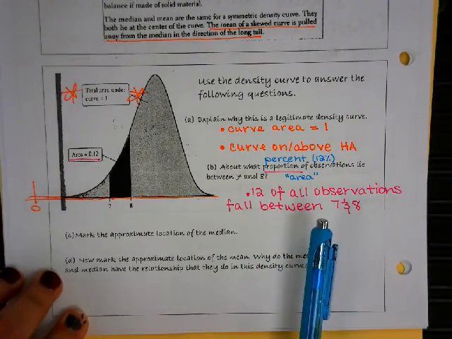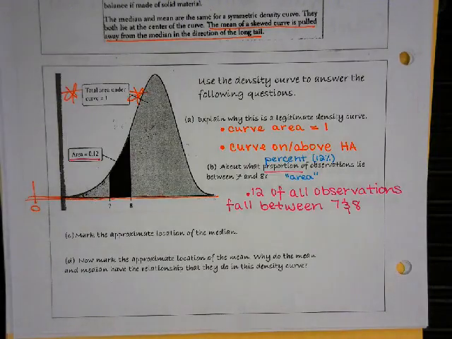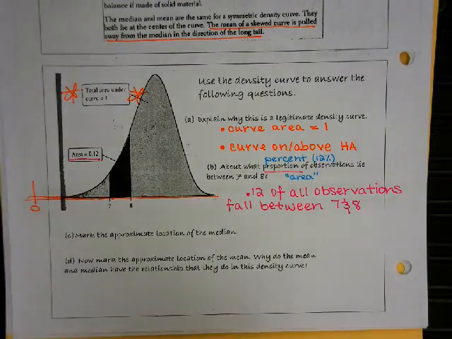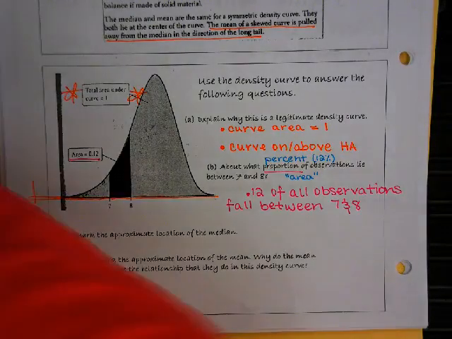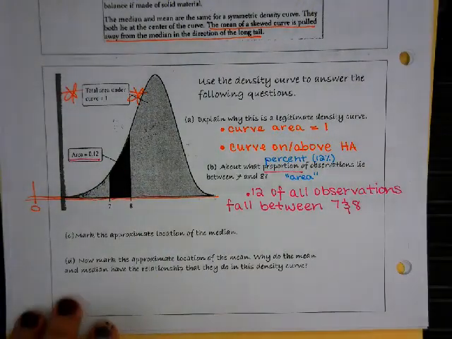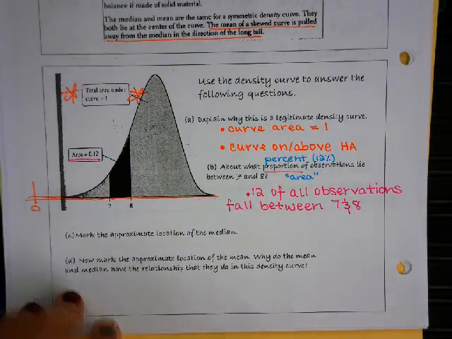Part C says, mark the appropriate location of the median. So the median, remember, is the point that's going to cut our curve in half. It's not going to be perfect because I'm not actually going to sit and measure the curve. I'm going to estimate where it is. I personally, with these type of questions, like to work with pencil because if I mark it and then it looks uneven, I can erase it.